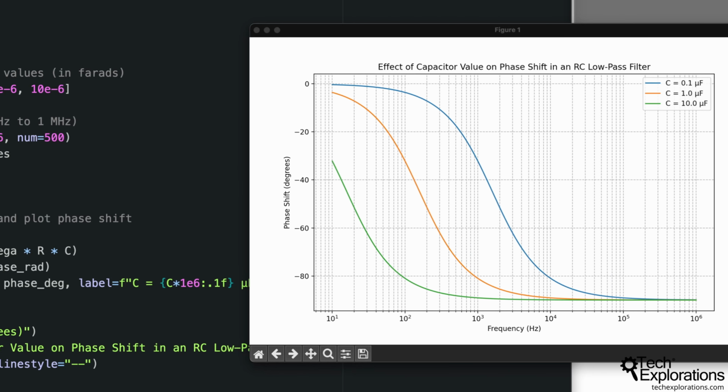So I hope that this demonstration explains and demonstrates the importance of the capacitor value in tuning the phase response of an RC filter. So by selecting an appropriate capacitor, you can design filters with desired timing and phase characteristics to suit your specific application.